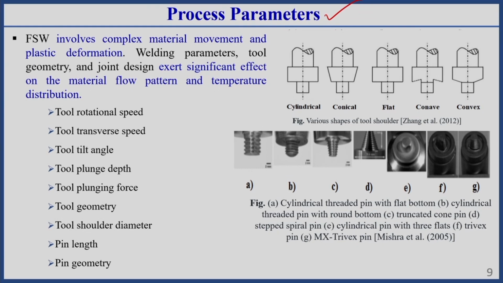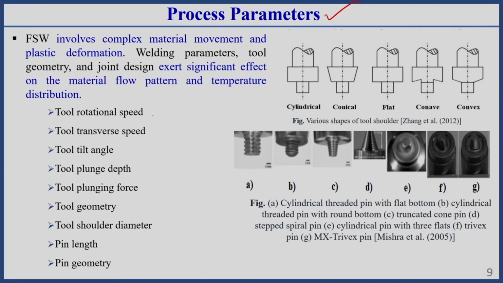Now this material movement and plastic deformation highly depend on different types of parameters. Here I am showing some of the most important parameters which significantly affect this flow pattern and its plastic deformation. Here I am showing around 9 different parameters which commonly have a significant effect on the weld quality of the friction stir welding process.